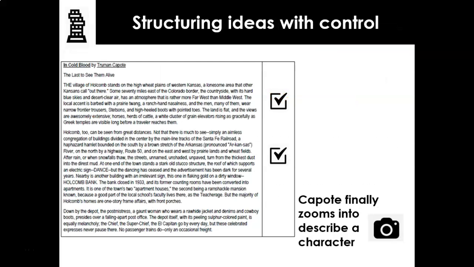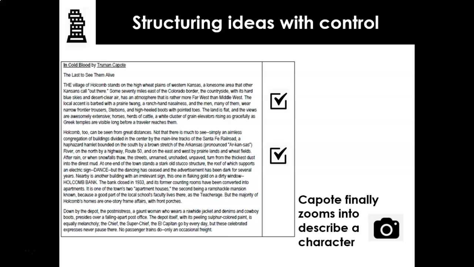So our third and final paragraph. We're following the Capote model. So we've ticked our panoramic description. We've ticked describing something in detail. And today we're going to look into the fact that Capote zooms in to describe a character.